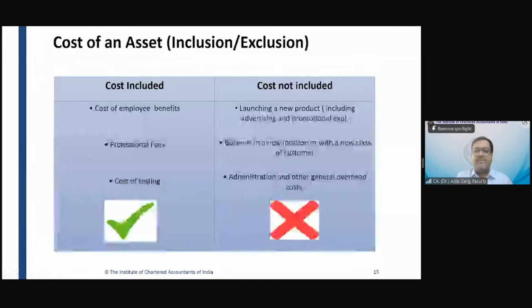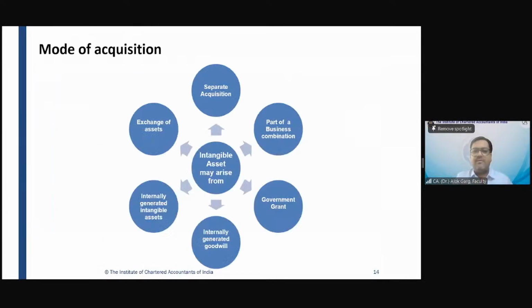So what we have discussed: separate acquisition, exchange of assets, business combination. When it is separately acquired, it is measured at cost. When it is part of business combination, intangible assets are required to be measured at fair value. So business combination में intangible asset को fair value पे करते हैं, separate acquisition में cost पे करते हैं, and exchange of assets में fair value of what? Depending on what data is available.